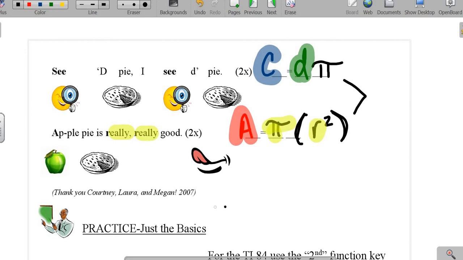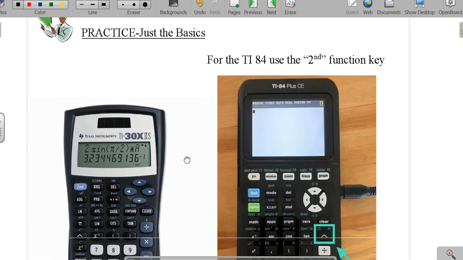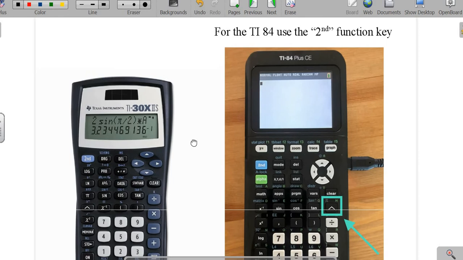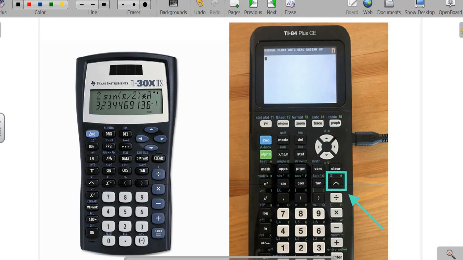Knowing that, we're going to do a couple problems together, folks. Before we do, folks, you need to find the pi key on your calculator. On the TI-30s, the pi key is actually right here. You can see a pi key. You push the pi key, ta-da, you'll end up with the decimal, 3.14, blah, blah, blah. It'll fill up the whole screen. On the TI-84, you have to hit the second function and then this button, and that will get you the pi key.